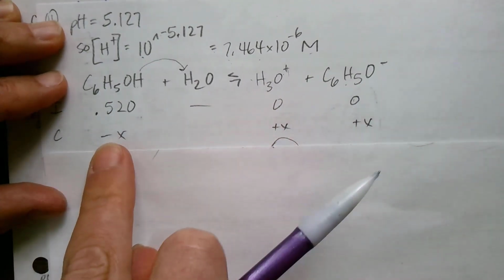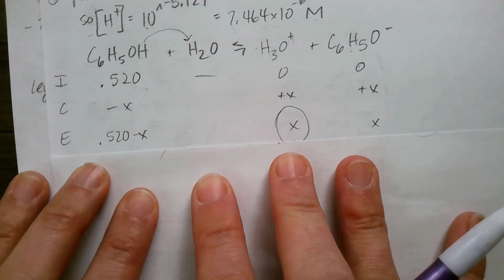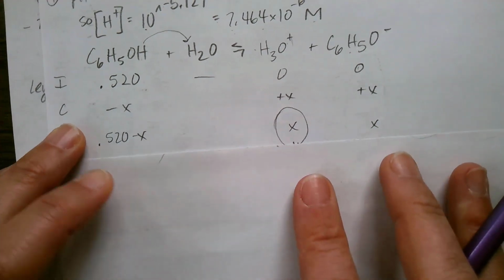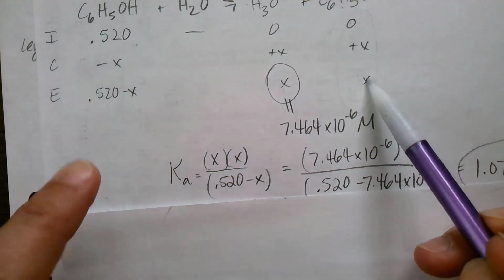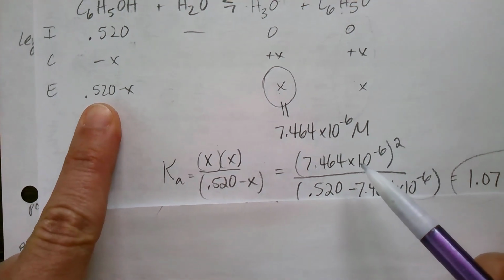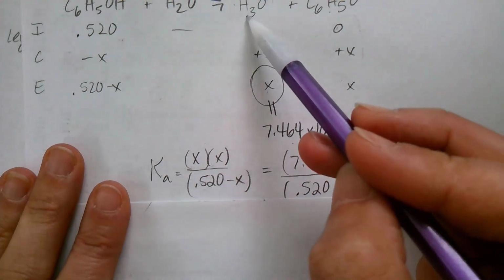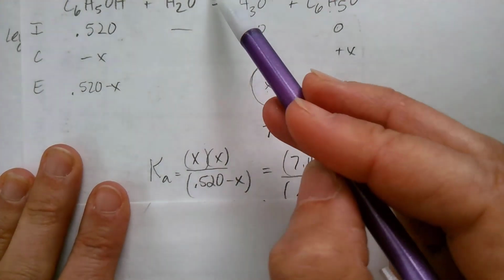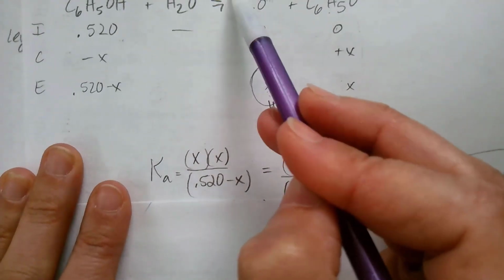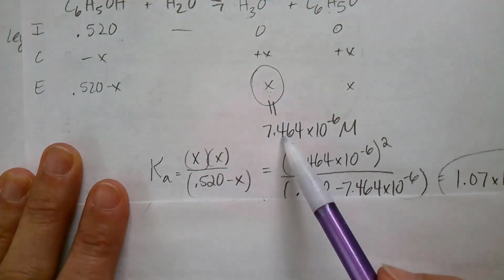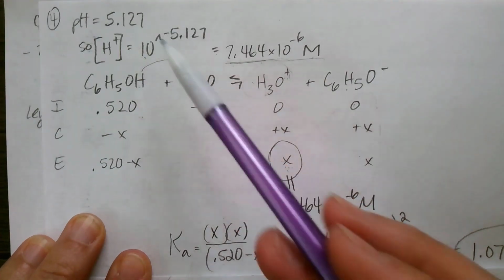And we know we're going to lose reactant, gained product. So our Ka expression at equilibrium, we would say, is x times x, or x squared, over 0.520 minus x. Well, we just found that the H3O+, or H+ ion concentration, x, is 7.464 times 10 to the negative 6. So we know x because of the pH that we were given up here.